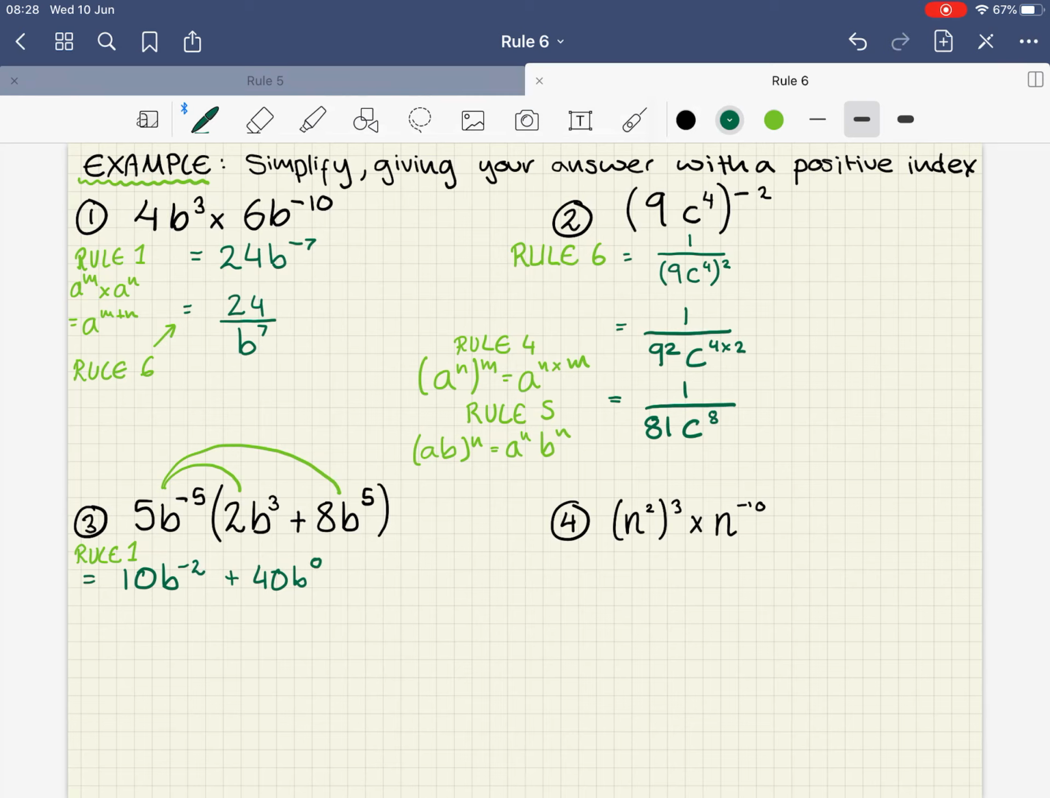So now I'm going to do a bit of tidying up, and here, as well as my rule 6, I also need to use my rule 5, which I just realised earlier I misnumbered these. That should be rule 3 and that should be rule 4, my bad. And so rule 5, remember that is anything to the power of 0 is 1.